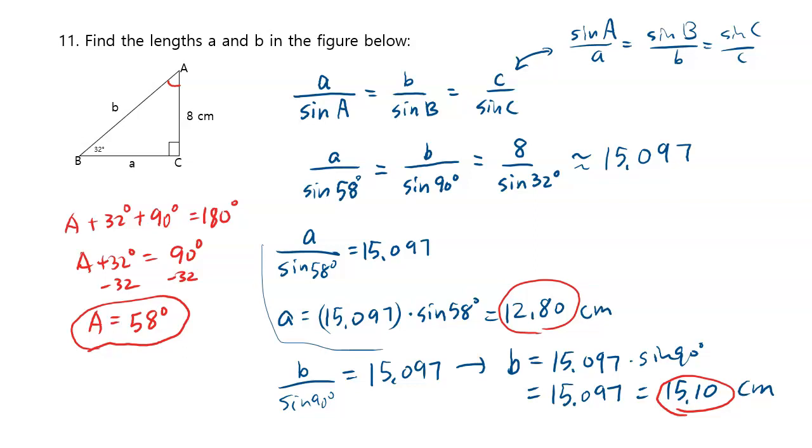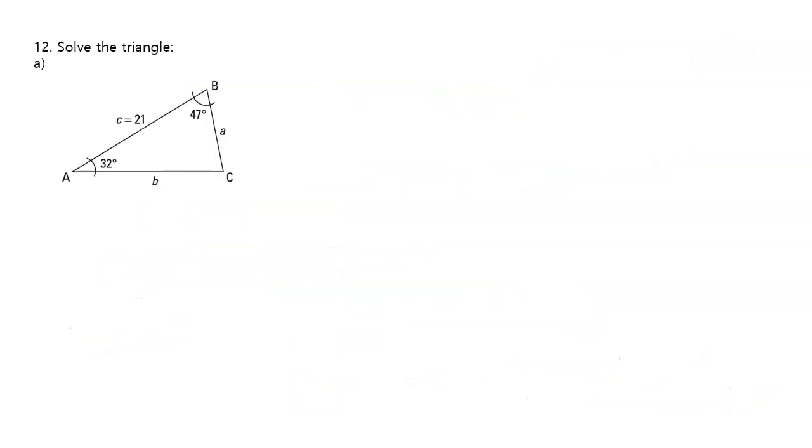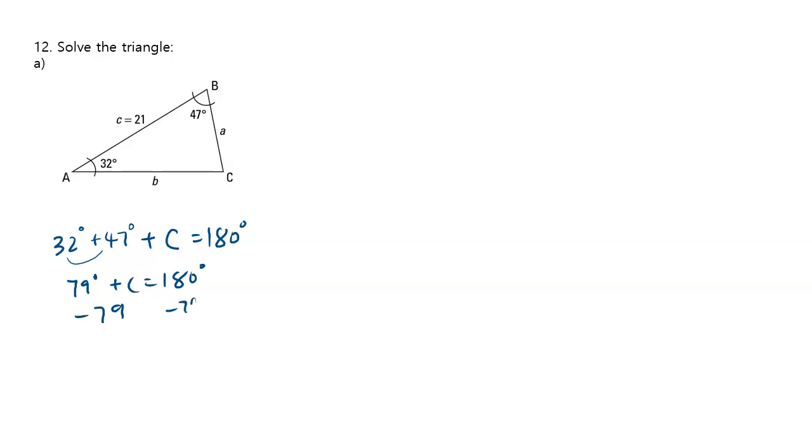Okay, hopefully that looked easy. Let's do another one of these one-length problems. You have one length, two angles, and so the third angle is what? So 32 degrees plus 47 degrees plus C would give you 180 degrees. This is 79 degrees plus C is 180. So if you subtract 79, that's 101 degrees. So angle C is 101 degrees.